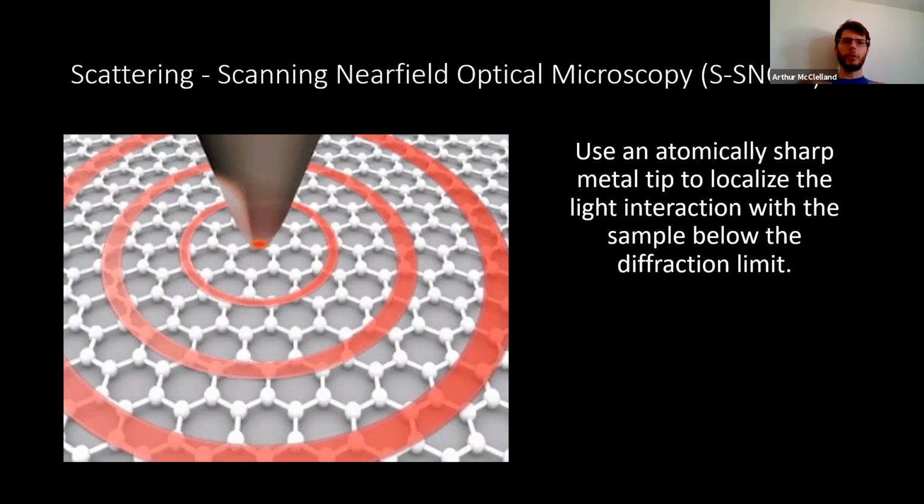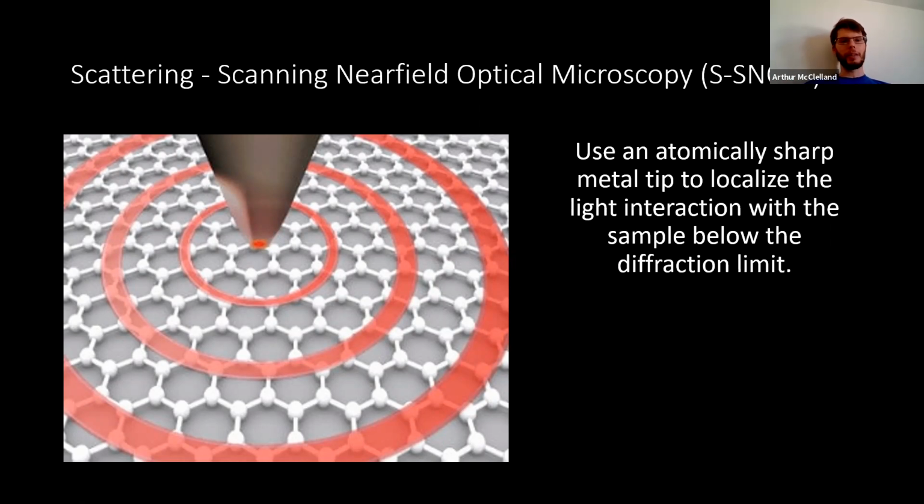So one trick is to use scattering scanning near field optical microscopy. Here we have an atomically sharp metal tip, and we focus the light onto it, and we use it as a little lightning rod. So we're localizing the electric field by using this curved metal tip, and then we can localize the electric field interaction with the sample down to basically the curvature of the tip, which people will quote as 10 nanometers. Realistically, it's probably more like 20, 25 nanometers. It depends how sharp your tip is and how careful you are and things like that.